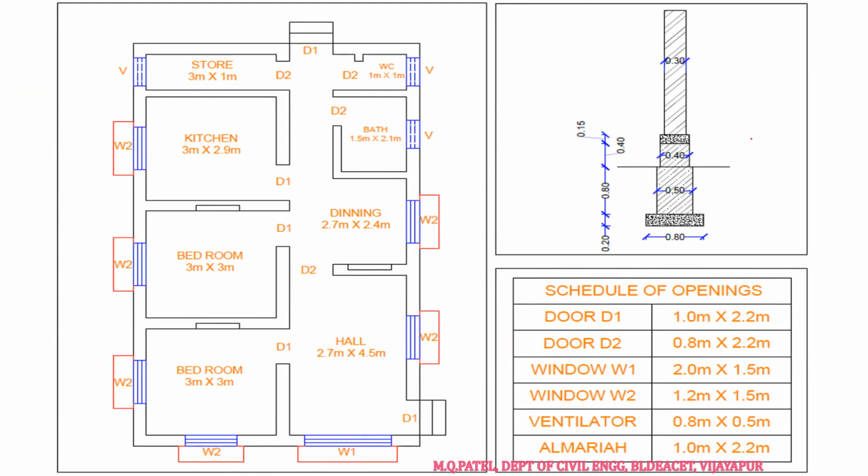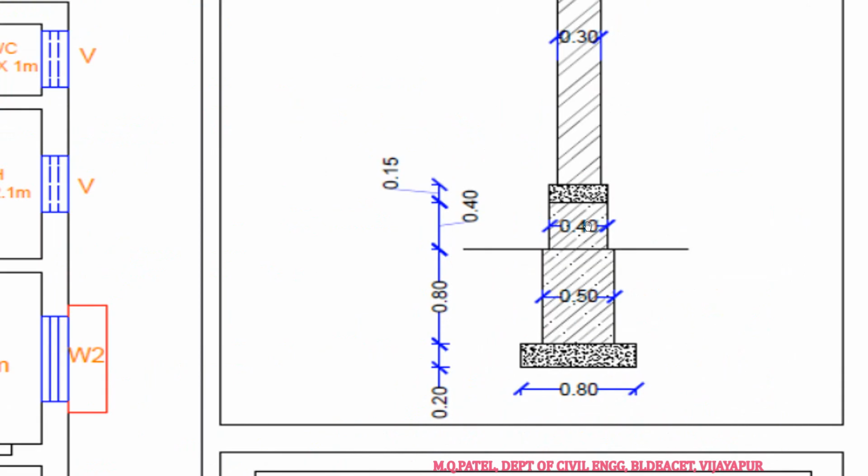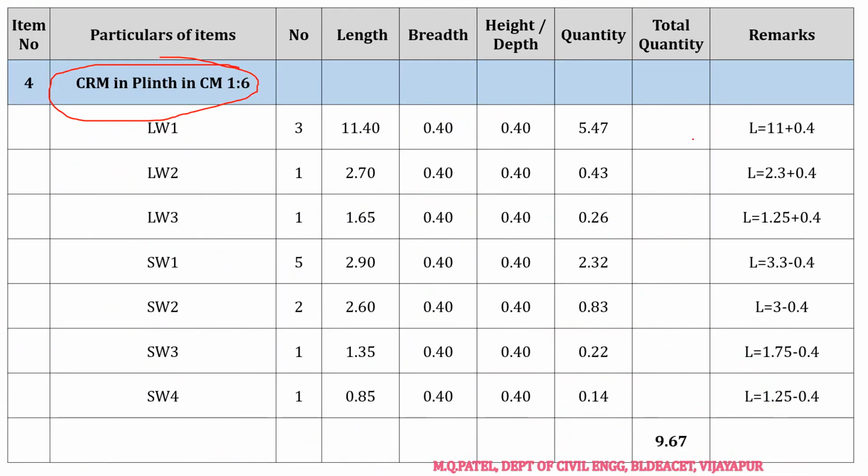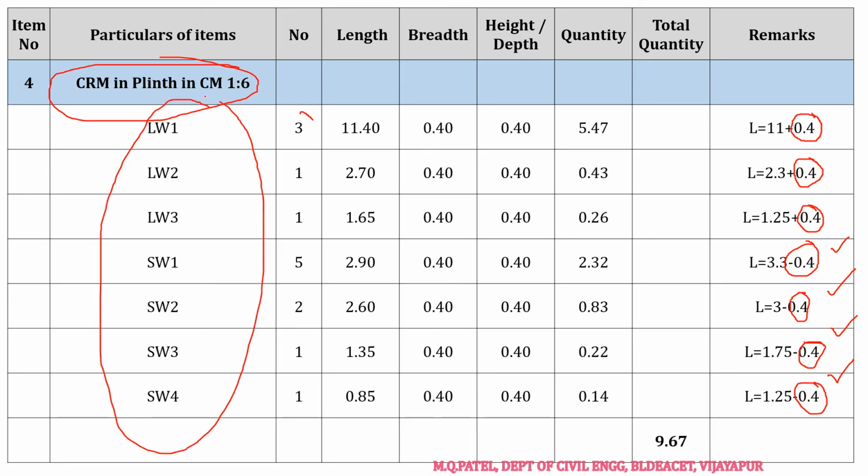So now in the coarse rubble masonry, instead of 0.5, the width is 0.4 and the depth is 0.4. In the previous calculation we had taken it as 0.5. Now instead of that 0.5, we are going to substitute 0.4. Why? Because our width of the item is 0.4 now. So the other numbers will remain the same.